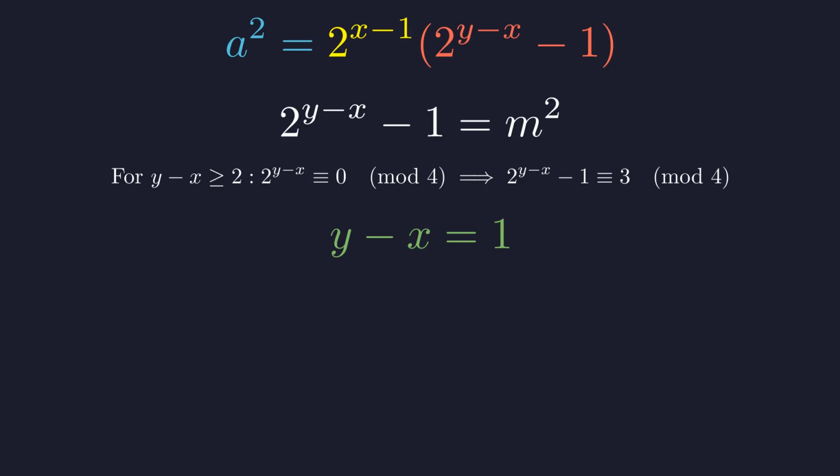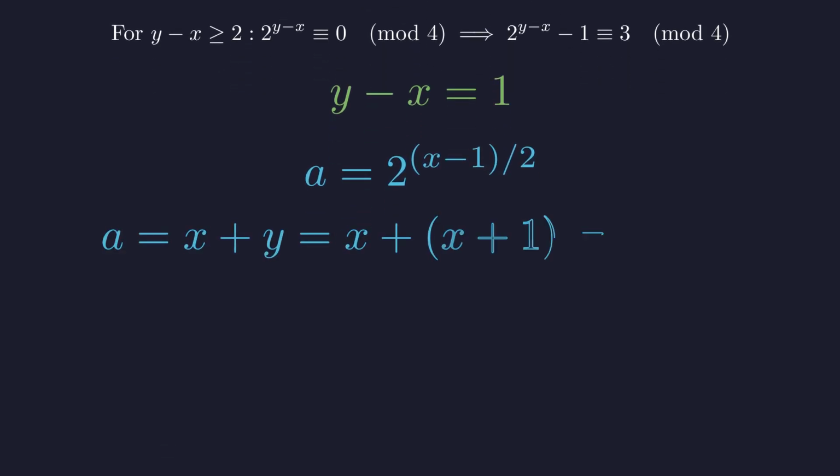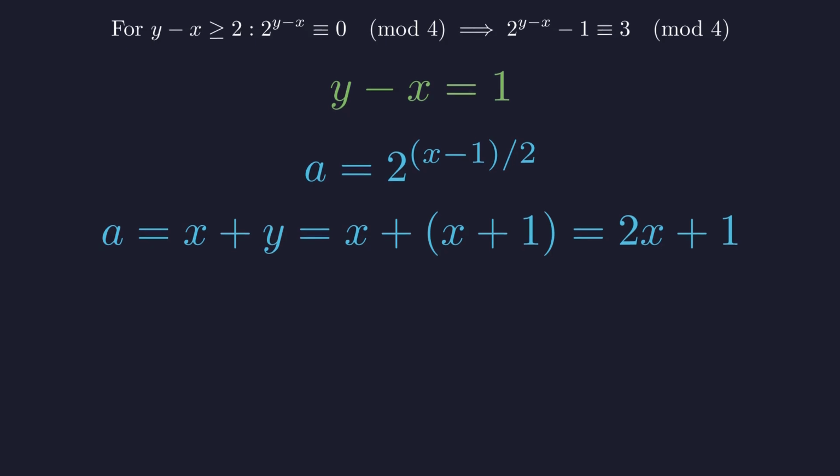This simplifies the analysis considerably. With y minus x equal to 1, the odd factor becomes 1. This means a squared is simply equal to 2 to the power of x minus 1. Taking the square root, we find that a must be a power of 2. However, we also know a equals x plus y, which simplifies to 2x plus 1. This means a must be an odd number.